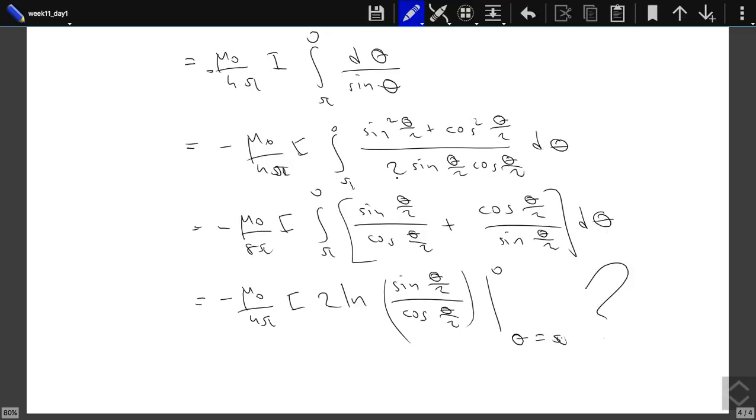Okay, so let's go back to our problem. We had this problem of infinities. On one limit, we have the logarithm of 0, which is minus infinity. On the other limit, when theta is equal to pi, cosine pi over 2 is 0. So we have the logarithm of infinity, which is plus infinity. So in any case, we ended up having an infinite vector potential.